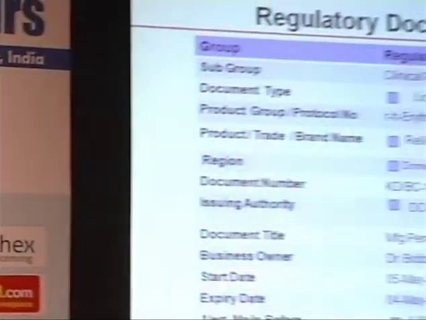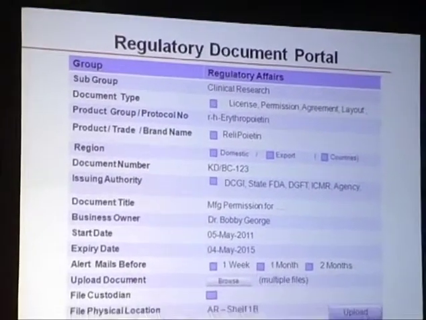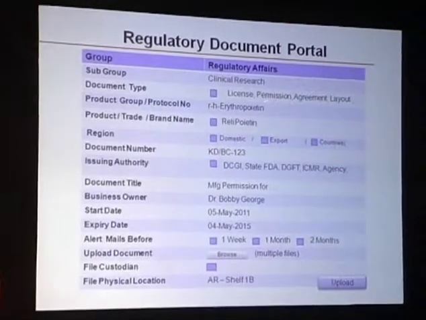For example, you have a repository wherein you can store different documents, wherein now here I have shown you, for example, the product. So for example, we have repositories for different groups. If it's regulatory affairs, we have pharma, we have clinical research, we have biopharma, we have stem cells. So this is for clinical research.